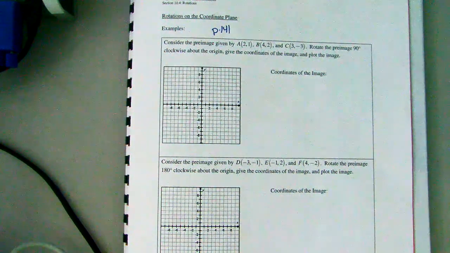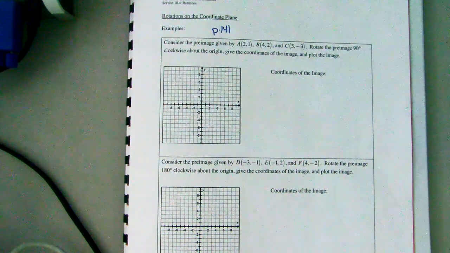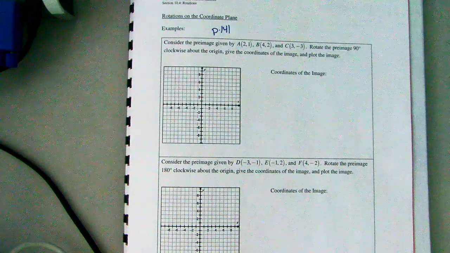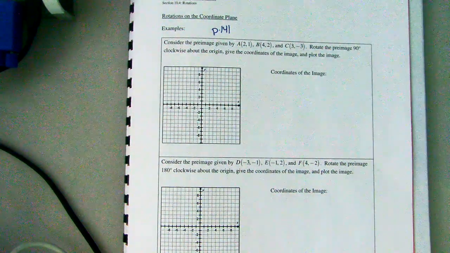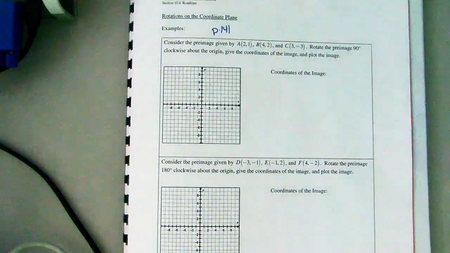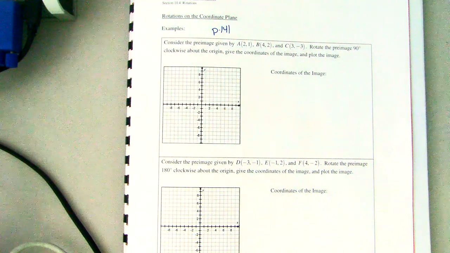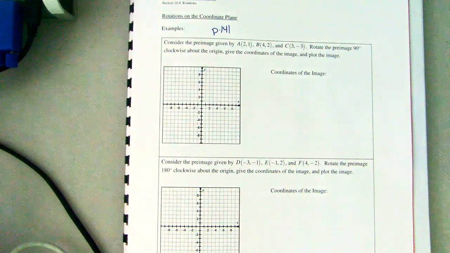How about you do the easy first part? How about you go plot that pre-image and then stop? Let's get that pre-image graphed right now. Let's get that pre-image plotted.